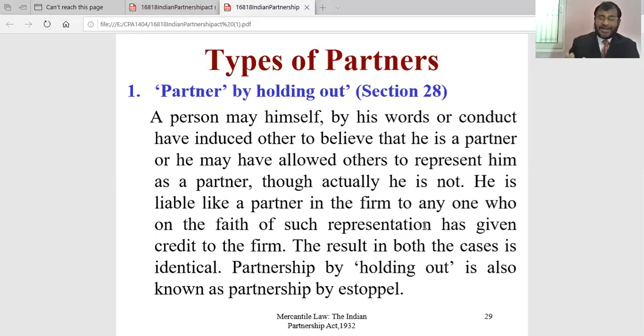Ideally, he is not really a partner, but his action and his conduct made somebody believe that he is a partner, and they entered into a contract with him. And the contract is going on. After some time, other partners may hold him out in this particular way. He will co-opt him as a partner. That is called partnership by estoppel or partnership by holding out. Section 28 of the Indian Partnership Act deals with that.